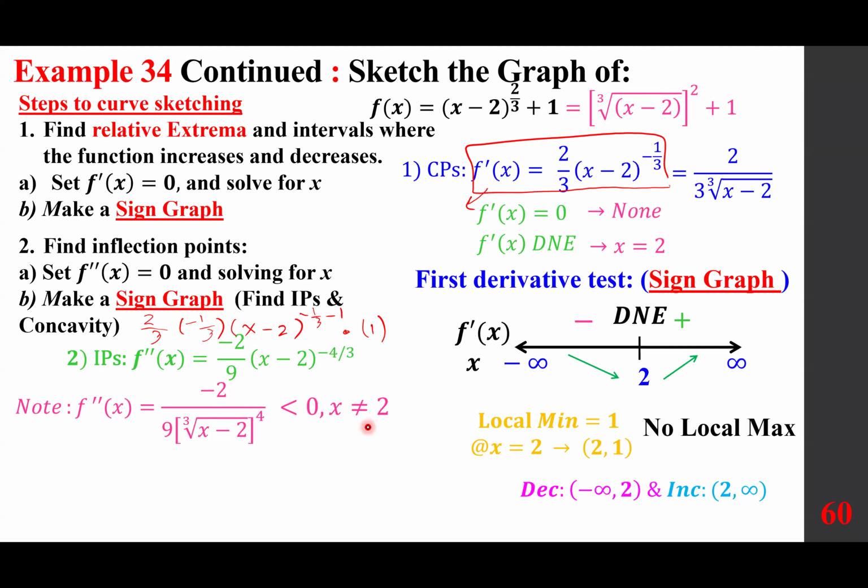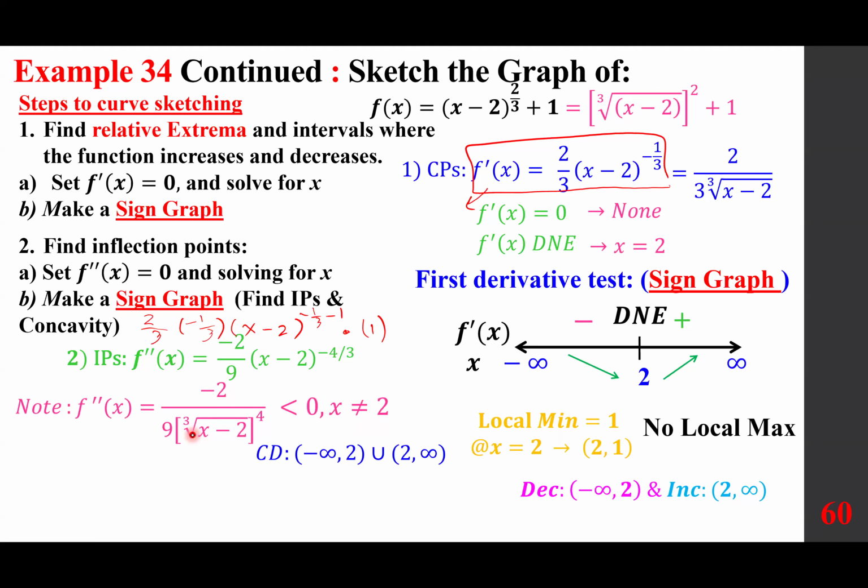But how do you write that? You don't write it as negative infinity to positive infinity. You write it from negative infinity to 2, union 2 to infinity. And that's important because 2 is not part of the domain for f double prime.